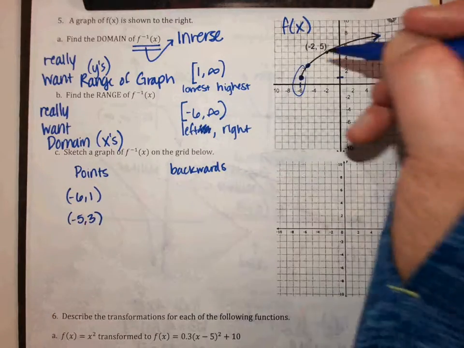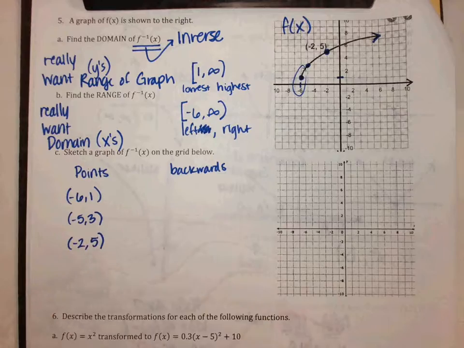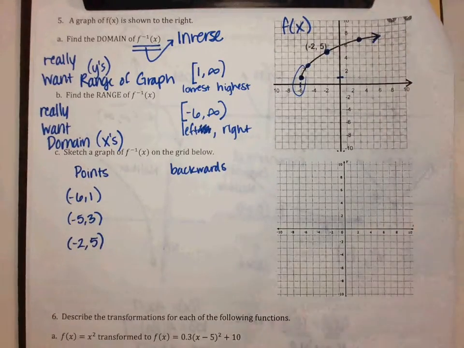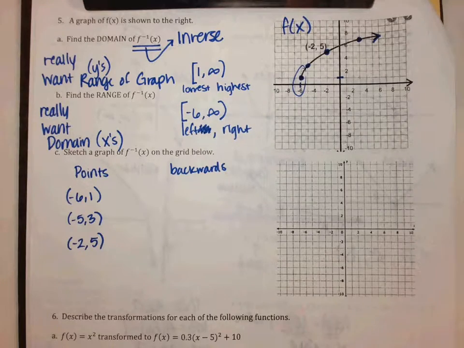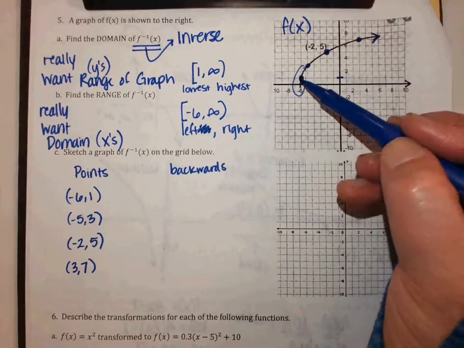Okay, next one I see is here. Look, they labeled it. -2, 5. Okay, and then let's try to find one more pretty point here. What's that? 3, 7. 0, 1. Well, you have to be on this curve, though.